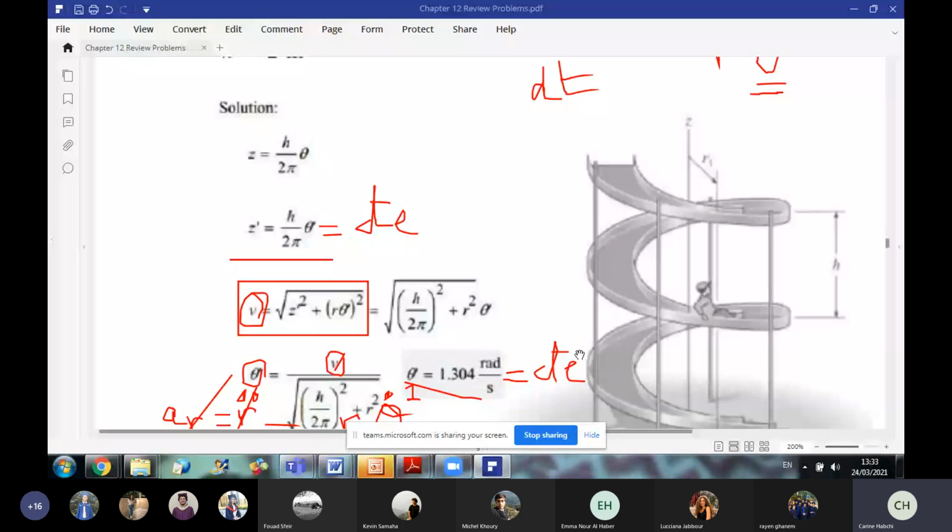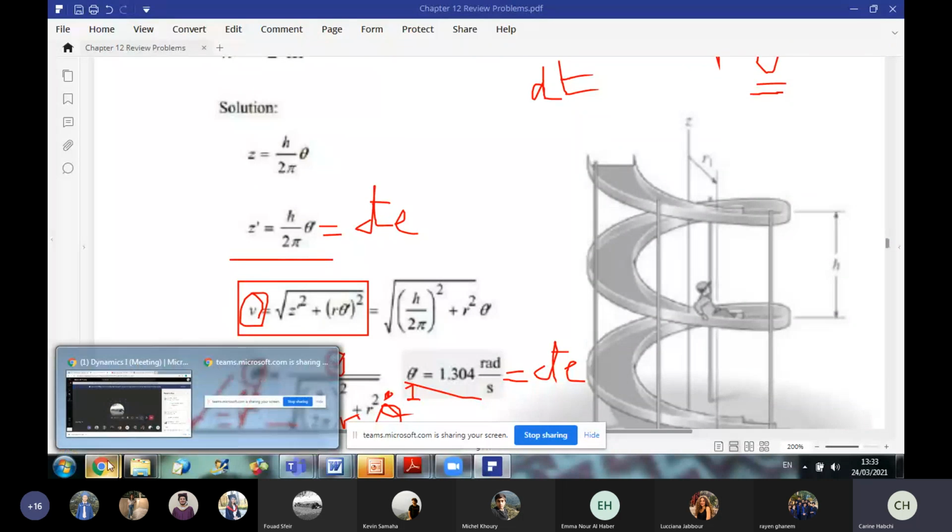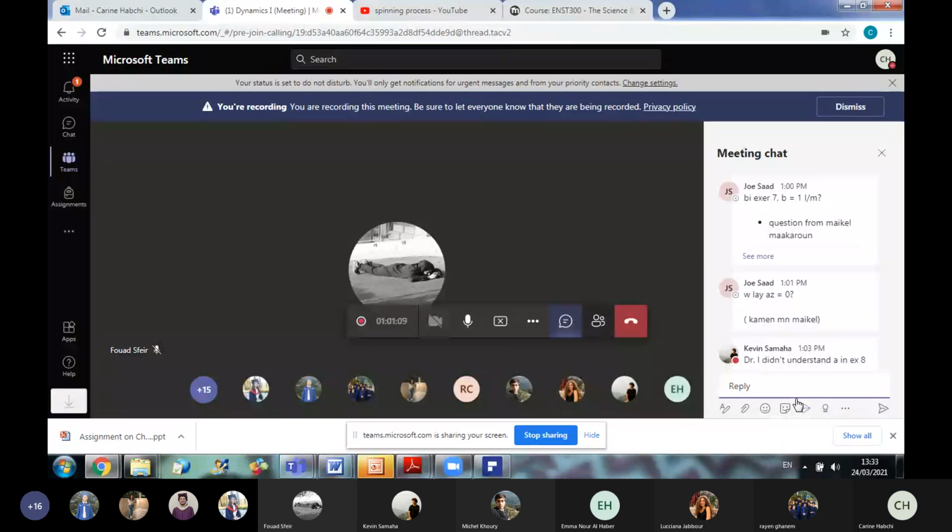And because theta dot is constant, and z dot here is h over 2 pi times theta dot, then z dot is also constant. And when you derive a constant with respect to time, you get 0. So no az, here az is 0. Are you asking about this problem or about another one? Kevin, in problem 8, part A.